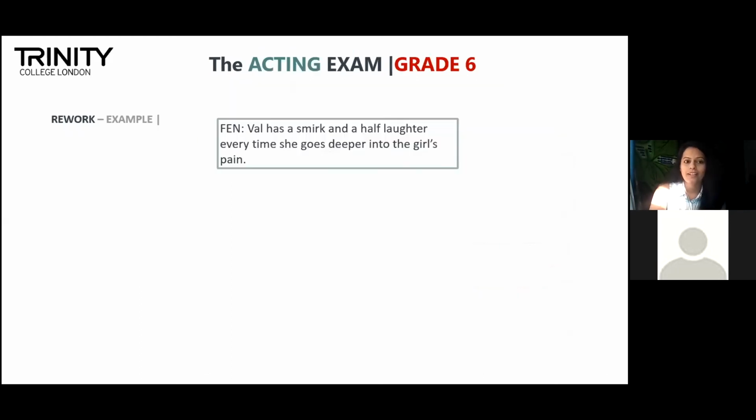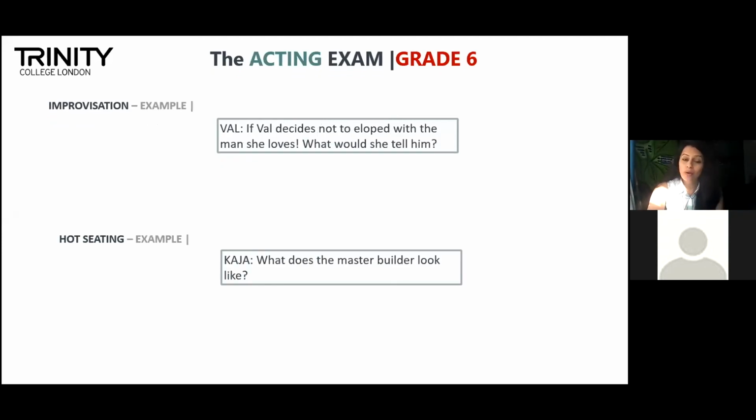Rework. So a rework would be already prepared by the candidate, and it's just like a performance task, but not in a published way. I mean, not from a published text. It would be according to the change that the candidate wanted to bring in that character. So suppose the candidate has brought in a smirk and half a laughter or something like that while she is narrating the tragic incident of the girl's pain. Improvisation for Wall would be completely different from what is published in the play.